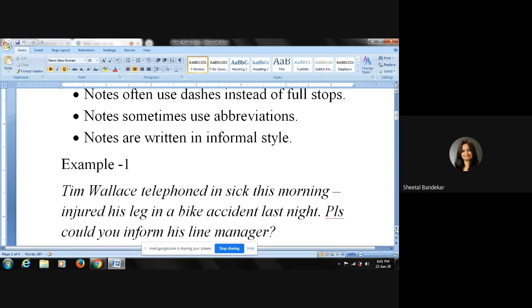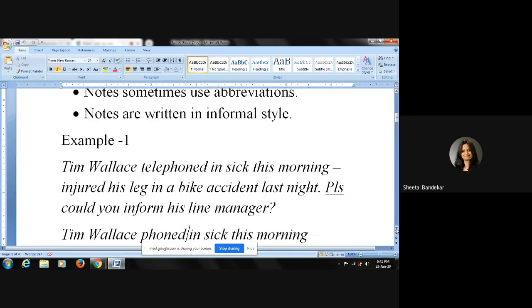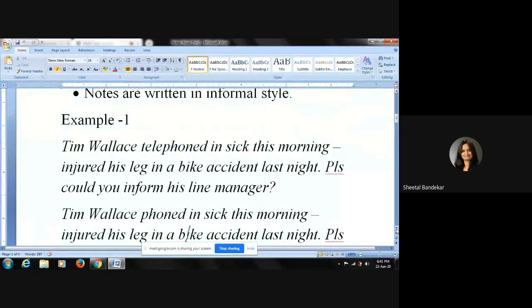This is an example of a note in which you're informing somebody. The person has met with an accident, and you're just writing a note: please inform his line manager, to some person who knows his line manager. Let's take another example. Now look at this. Tim Wallace, instead of telephoned, you can just say phoned.